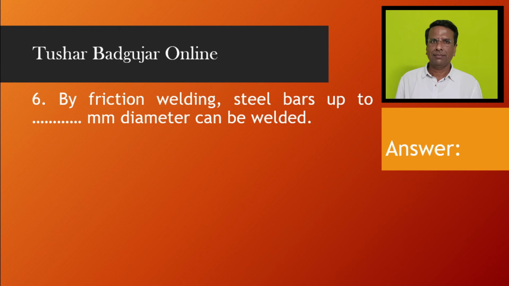By friction welding, steel bars up to dash dash mm diameter can be welded. 10 mm, 50 mm, 100 mm, 210 mm. And the answer is 100 mm.